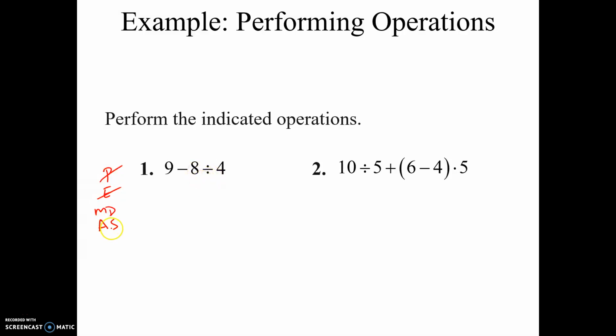Addition and subtraction is after multiplication and division, so we cannot subtract 9 minus 8, since subtraction comes after multiplication and division. So we would first divide 8 divided by 4. 8 divided by 4 is 2. This gives us 9 minus 2. Remember, we can never add or subtract until all the multiplication or division is performed. Then 9 minus 2, this is equal to 7.